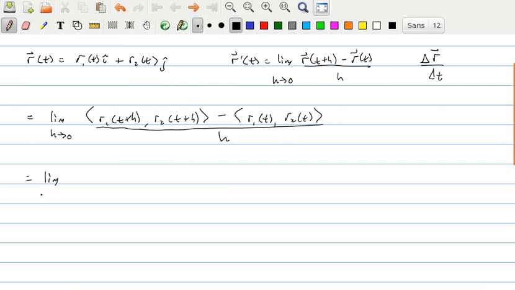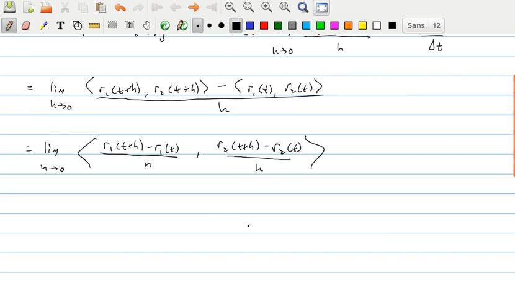So this gives us the limit as h goes to 0 of r1 of t plus h minus r1 of t divided by h. And then for our second component, r2 of t plus h minus r2 of t divided by h. And now, using the result we had at the end of the last section, we can apply the limit on each of these separately. So the first one is actually the definition of derivative of r1, and the second is the definition of derivative for r2. So what that says is that we can take the derivative component-wise.